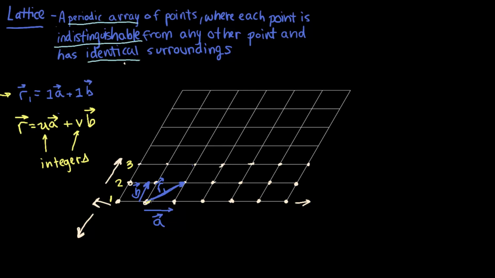We could take this vector, and in this case, call this R2, draw it here. R2 equals 2A plus 1B. And we could get to any other lattice point with integer values of u and v.